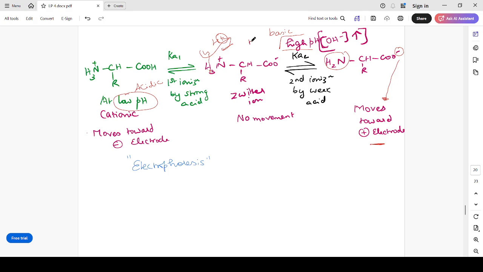In the reverse way, if we are talking about low pH, that means acidic. Acidic medium will be releasing H plus. COO minus will abstract this H plus so that it becomes carboxylic acid. Look at the charge on this species, it's still positive. Because it is positive, it is cationic. It will start moving towards a negative electrode.